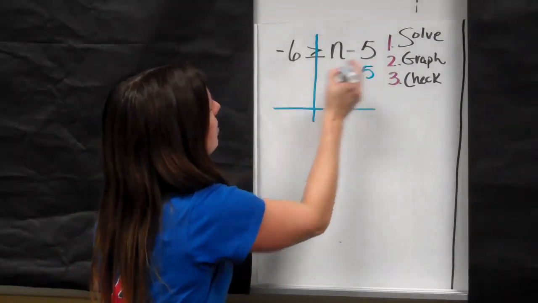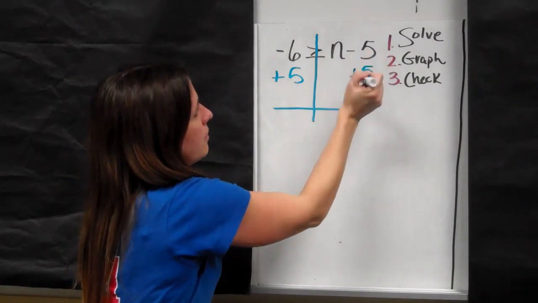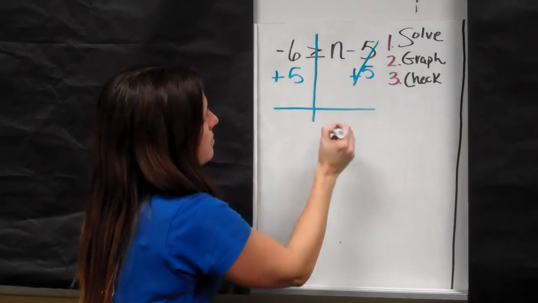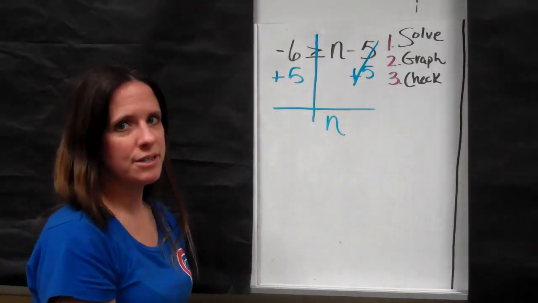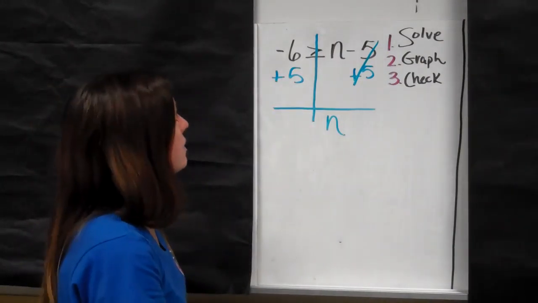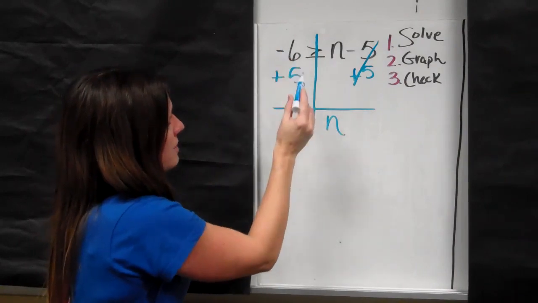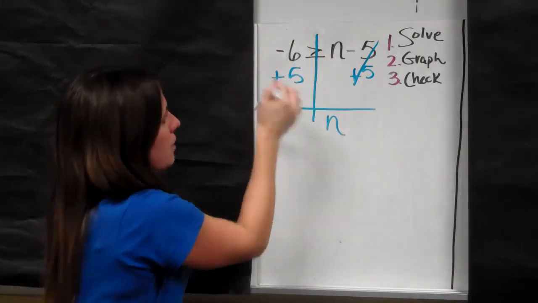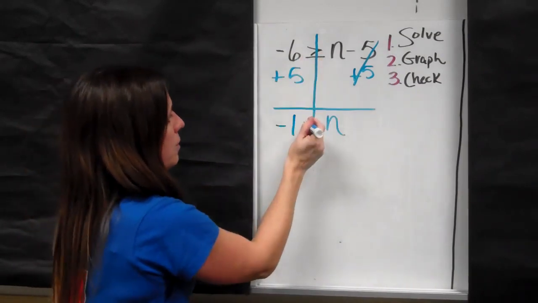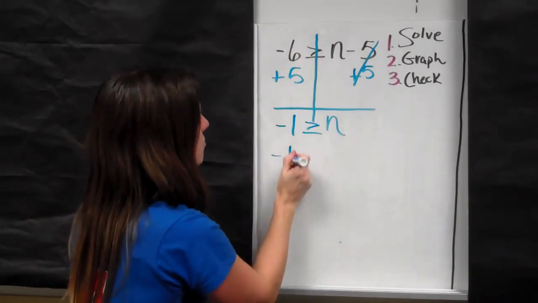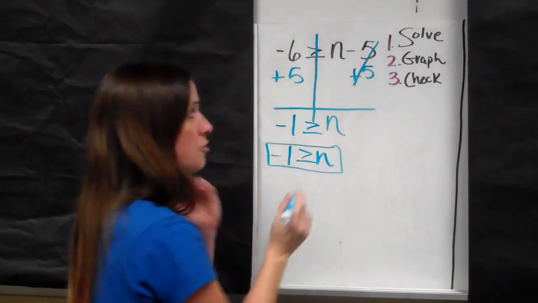So plus 5, plus 5. Minus 5 plus 5 makes 0, so we're left with n. And then negative 6 plus 5, this is integers, unit 1. Negative 6 plus 5, you have 2 different signs, a negative and a positive. You subtract and keep the sign of the larger absolute value. So this would be negative 1. Drop your inequality down. So we have negative 1 is greater than or equal to n. Okay, that's our solution set.